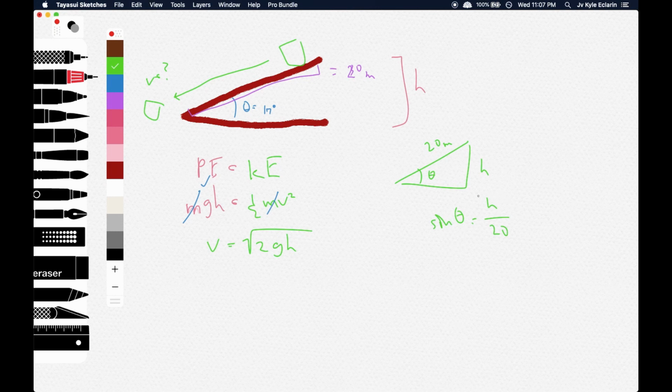And then once we solve for height, we can just plug it back into this equation and solve for velocity.